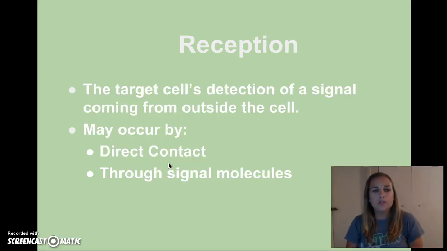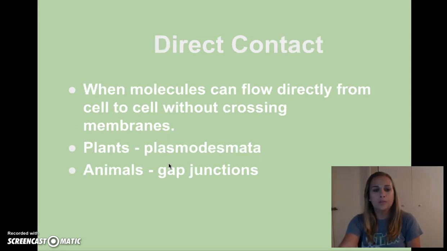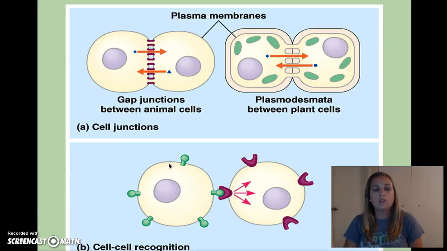So again, reception is the target cell's detection of a signal coming from outside the cell. This can happen through direct contact or through signal molecules. And direct contact is when molecules flow directly from cell to cell without actually crossing a membrane. So this has to do with some of the stuff we talked about earlier in the week. With plants, you have the plasmodesmata, and then with animals, you have those gap junctions. And so signals are just going to flow from one cell to the other through these cellular openings.